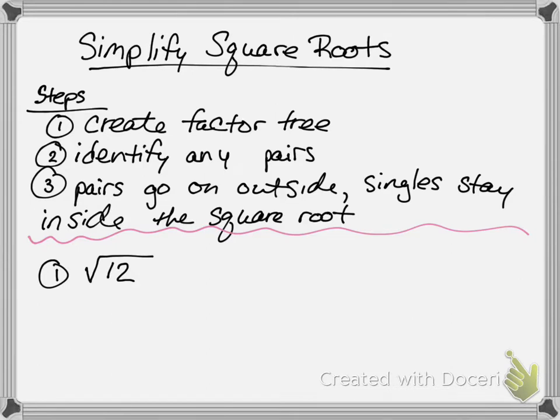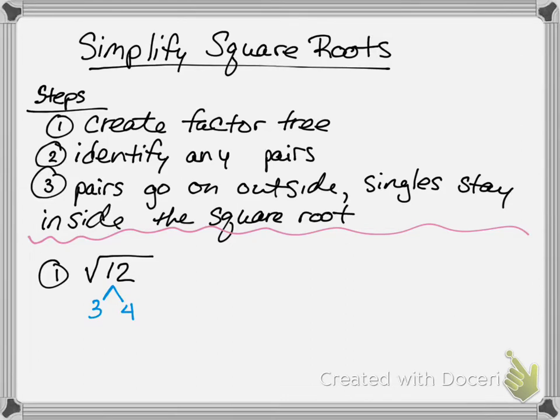So my first example I have is the square root of 12. So what I'm going to do is create a little tree. I'm going to take any 2 numbers that multiply and equal 12. So I know right away 3 times 4 is 12. If you wanted to use 6 and 2, that would work also. You will end up with the same final answer.